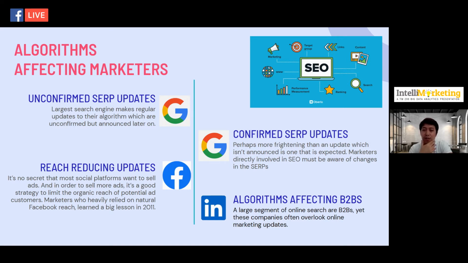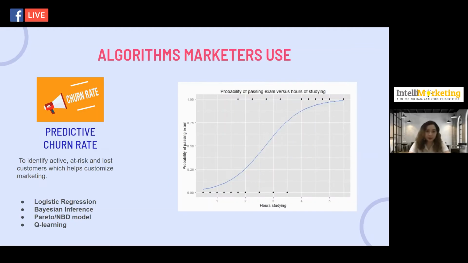So another one is for the algorithm affecting B2Bs. So this is a large segment of online search wherein business to business are often overlooking online marketing updates. I see. So I think, yes, there are various sources where they can use some algorithms used by other platforms. Yes, things are fairly equitable, and for sure, the future is going to hold more changes. I agree. So what we have here are already some algorithms used from various different platforms.